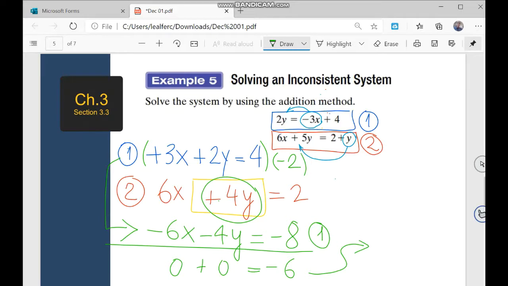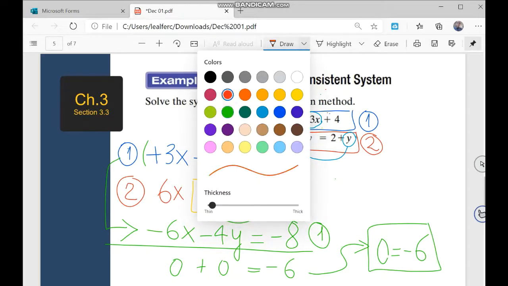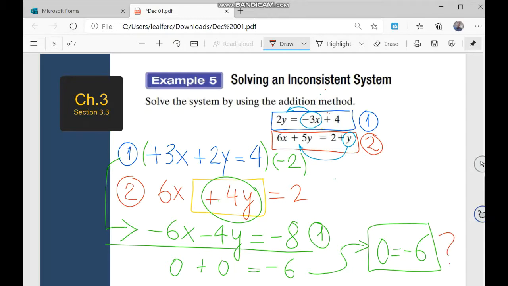Look what we found here. 0 equals negative 6. Is this true? Is this a true statement? What do you think? Is this true or false? 0 equals negative 6. Can you think of any value of x that will make this true?